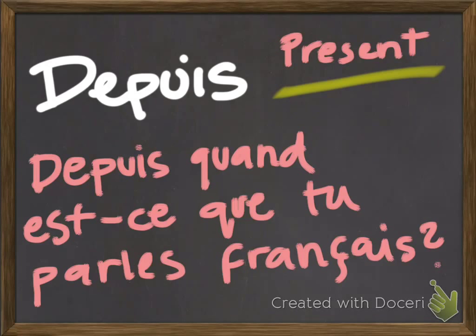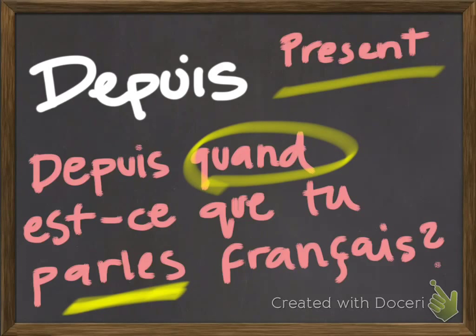So for depuis, it is used in the present tense. You would use depuis only in the present tense to express the duration of something or to ask the duration of something. For example, depuis quand est-ce que tu parles français? Since when have you been speaking French? So notice right here how our verb is in the present tense. This is not passé composé. I'm just asking how long have you been speaking French.